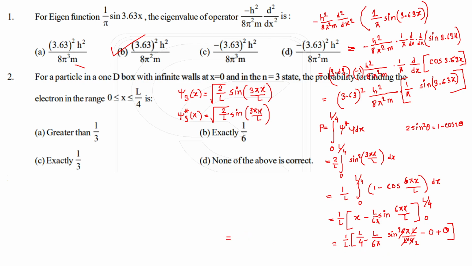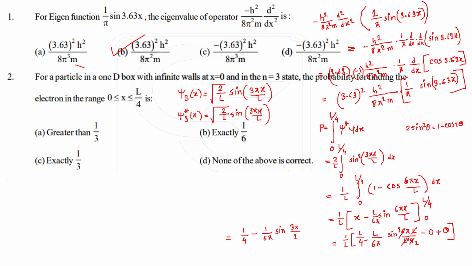But see, 1 over L is outside there, so we can cut these L's also. So eventually it is 1 by 4 minus 1 by 6 pi sine 3 pi by 2. So what is the value of sine 3 pi by 2? That is sine 270 degree. Sine is in the third quadrant, where only tan and cos are positive, so obviously it is going to be negative. So it is, I guess, minus 1.